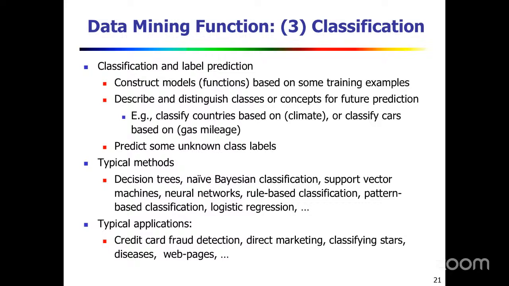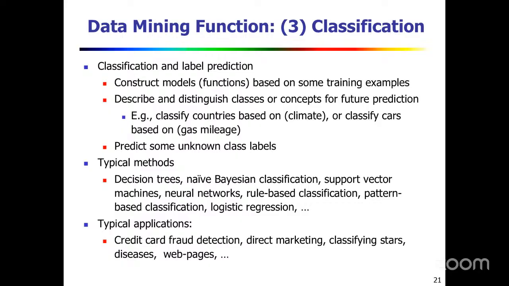Okay, I will stop within 5 minutes. Let's see the definition. Classification and label prediction is nothing but constructing models or functions based on some training examples, to describe and distinguish classes and concepts for future prediction. For example, classify countries based on climate.